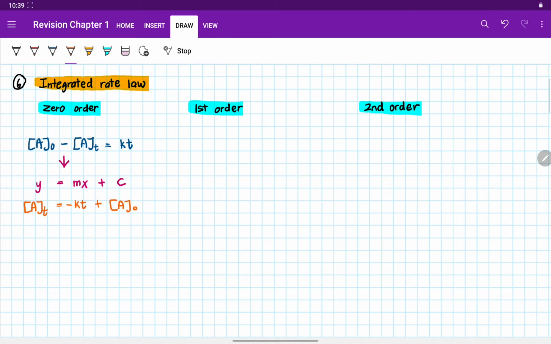Okay, jadi kita nak relatekan dengan kita punya linear graph method. So, untuk linear graph method, apa yang awak faham adalah untuk tentukan a certain order of reaction, bila kita plot graph, kita mesti dapat linear graph. Kita mesti plot linear graph. Okay, dan kita kena tentukan apakah kita punya y-axis, apakah kita punya x-axis.